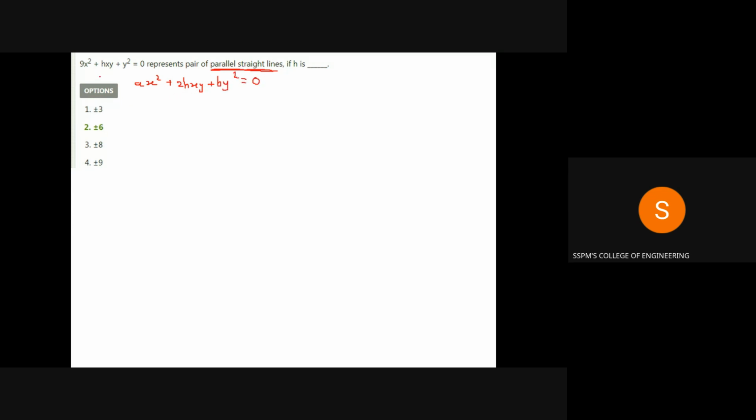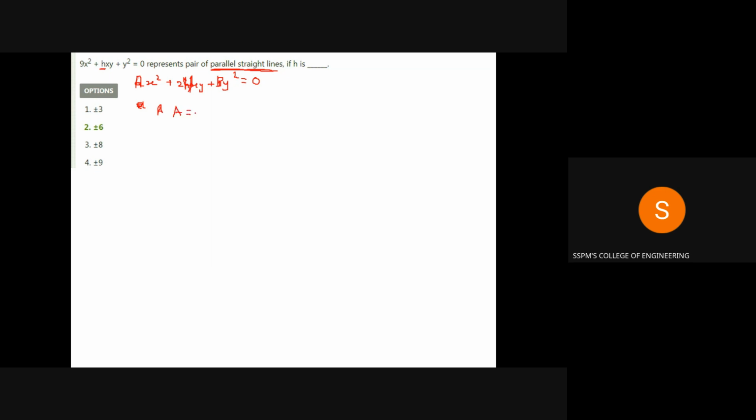So what is a? A is equal to, so again, in order to avoid the confusion, we will take capital A, capital H and capital B here. Okay, capital H xy plus by square. So what is A?